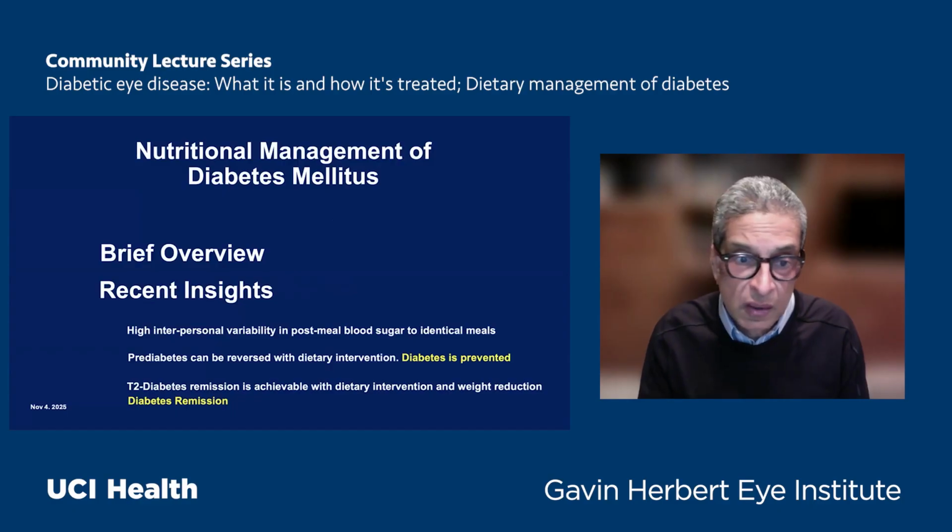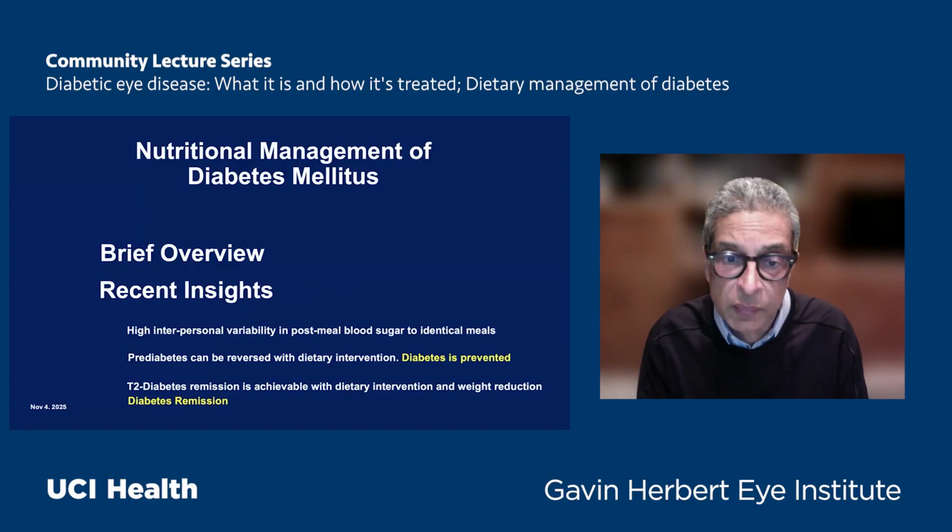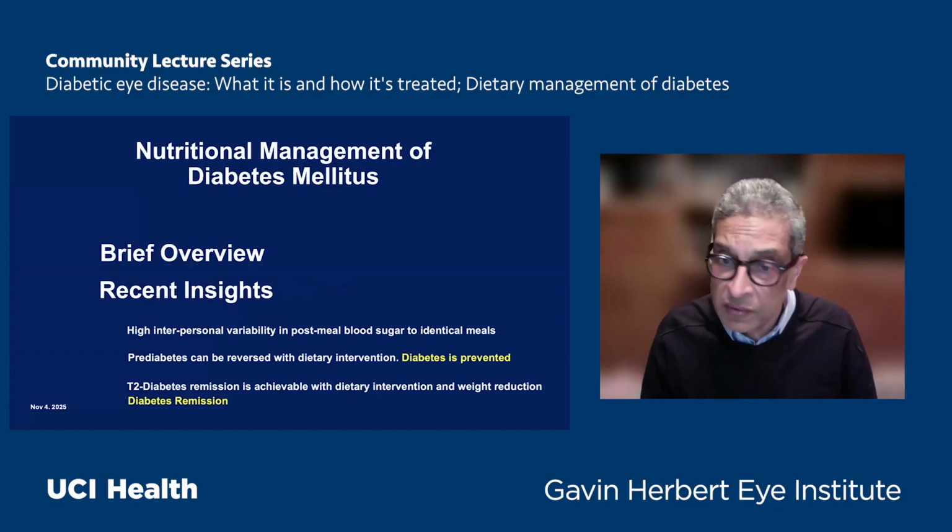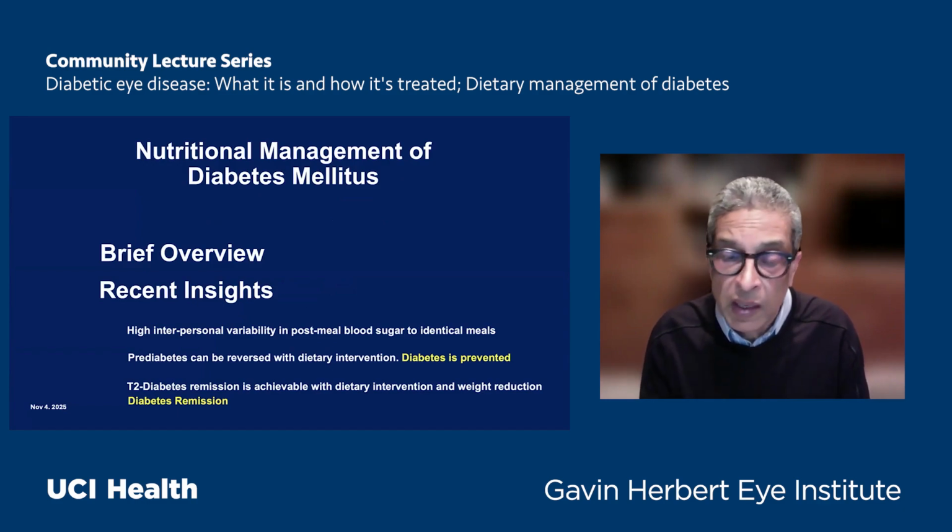And those are 3 points that I'd like to already mention to you right now: that there's high interpersonal variability in blood sugar control to identical meals. So there's variability among individuals, and a personalized approach is something that we have to think about more than we've been doing until now. And then there's this entity called prediabetes, which can be reversed with diet, and through that, diabetes can be prevented. And this can be done with diet or lifestyle changes alone, without any medications.